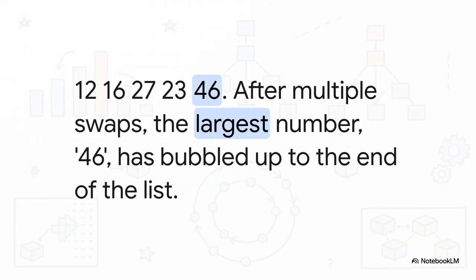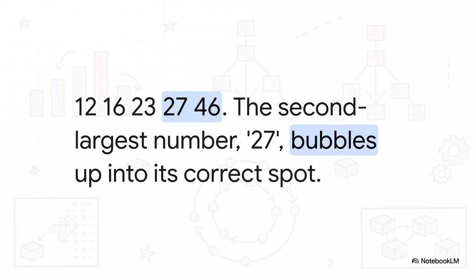Okay, watch this. First pass, 16 and 12 are compared and swapped. Then 16 and 46 are compared. No swap needed. Next, 46 and 27 get swapped. And finally, 46 and 23 are swapped. And with that last swap, the biggest number, 46, has bubbled all the way up to its final position at the very end. Now for pass number 2.